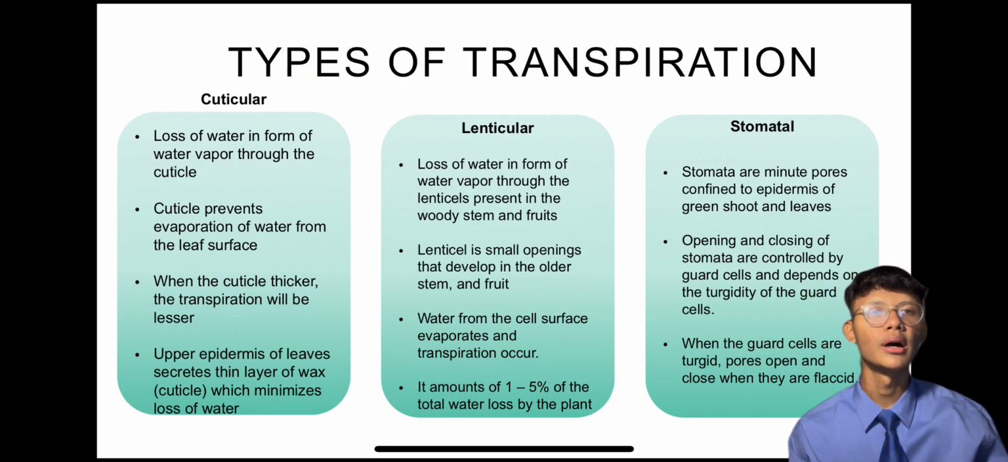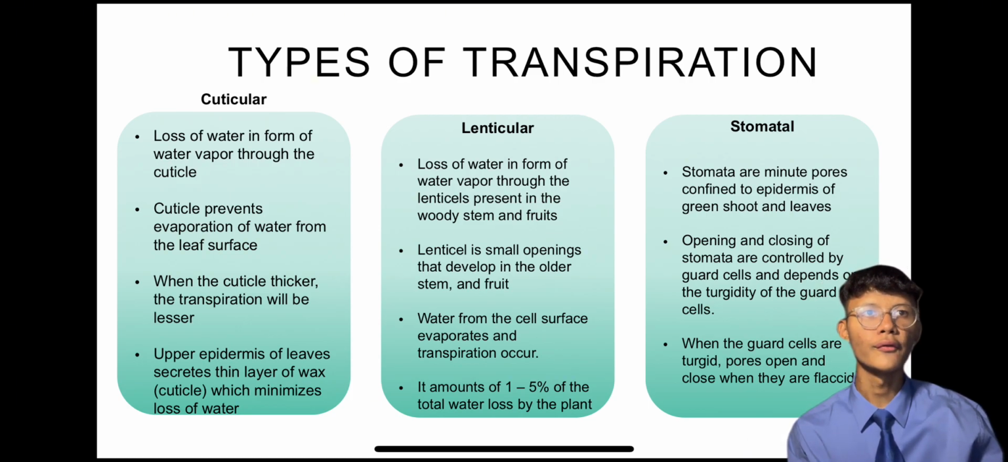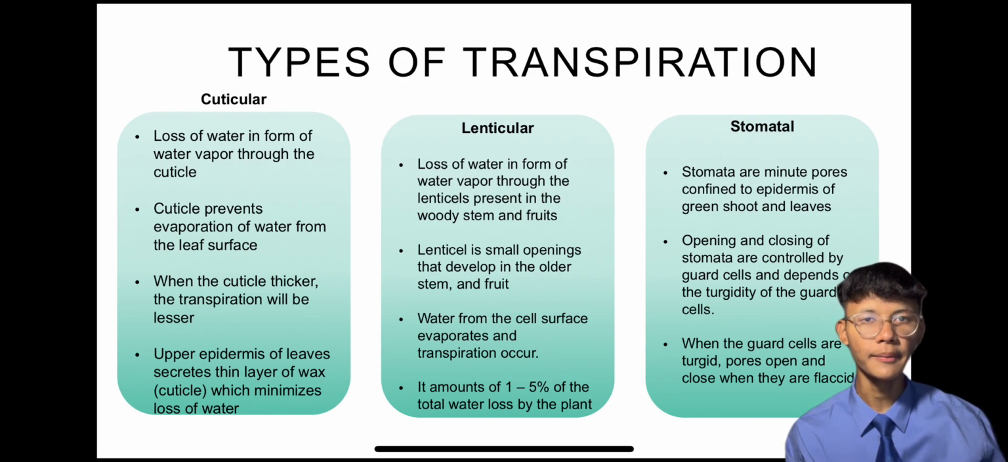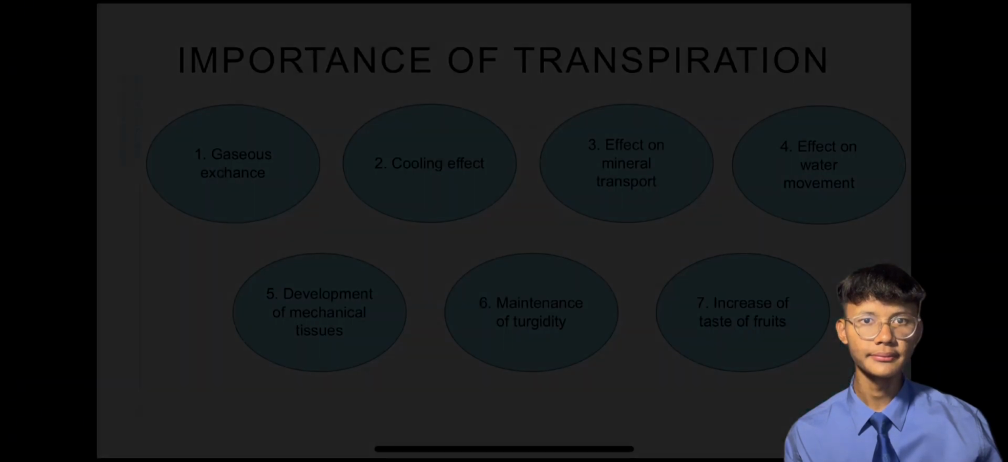Stomata. Stomata are minute pores confined to the epidermis of green shoots and leaves. Opening and closing of stomata are controlled by guard cells and depend on the turgidity of the guard cells. When the guard cells are turgid, the pores open, and they close when the cells are flaccid.